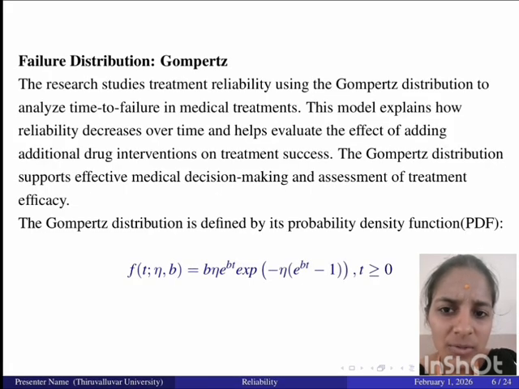Next, failure distribution, Gompertz. The Gompertz distribution is defined by the probability density function, shortly named PDF, f(t; eta, b) = b eta e^(bt) exp(-eta (e^(bt) - 1)), where t is greater than or equal to 0.